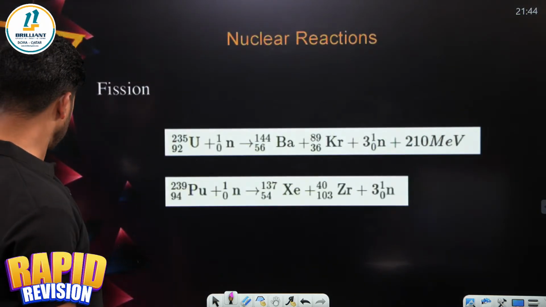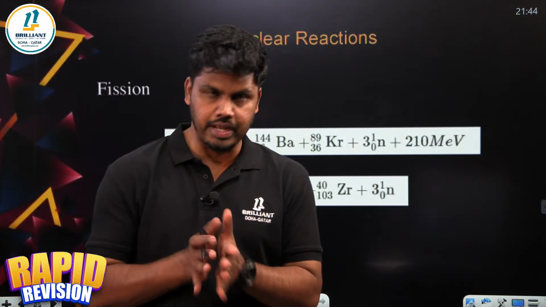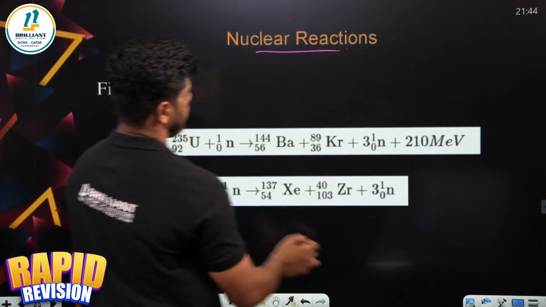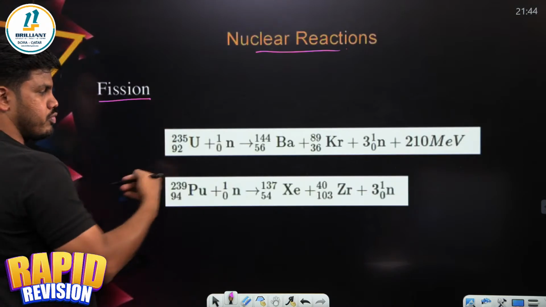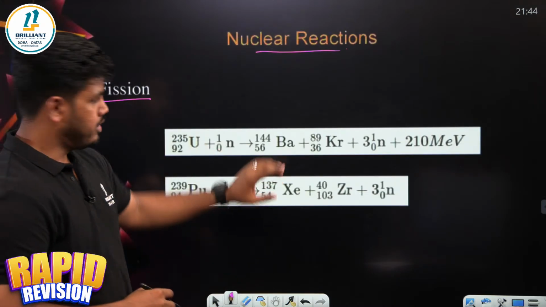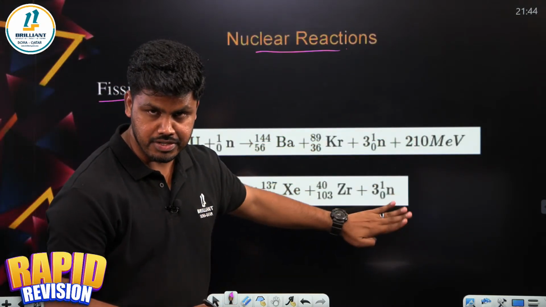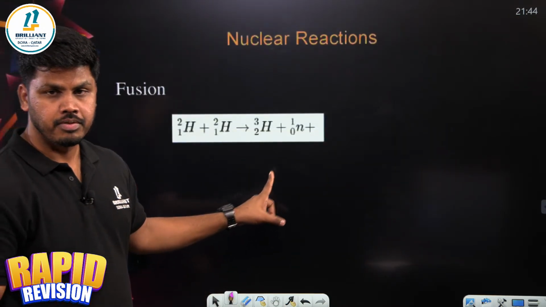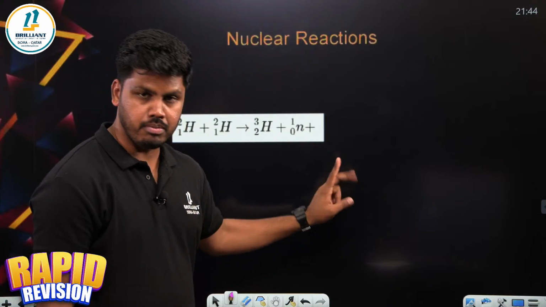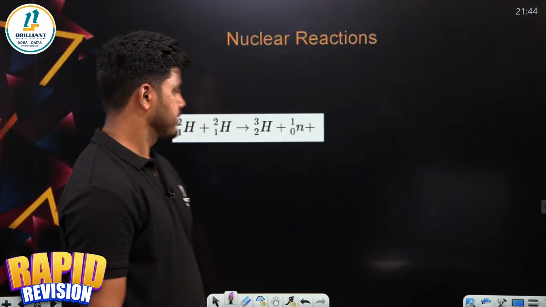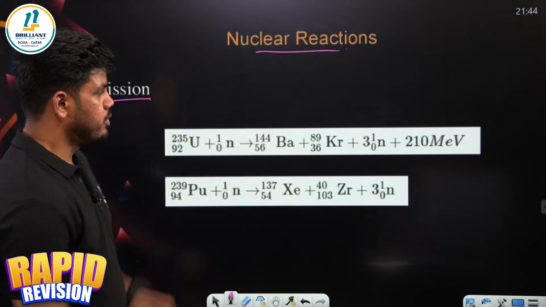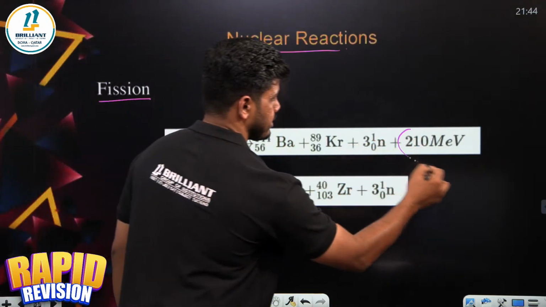That's it from the nuclei part. The last part of that was nuclear reactions, like fission or fusion. Remember one equation, one reaction each for fusion and fission. We have equations in our textbook, just remember those two examples. And numerical questions can also come from this part, on the energy released.